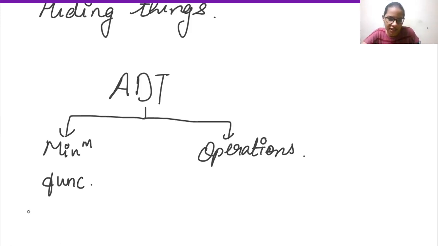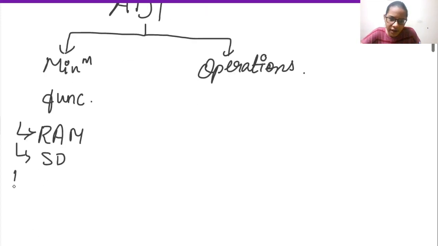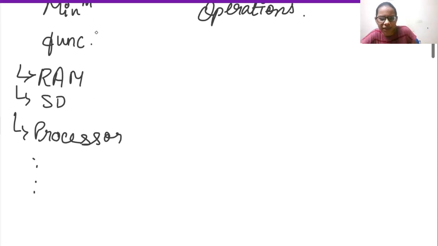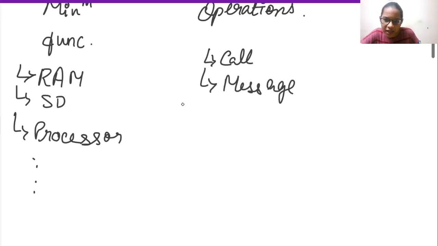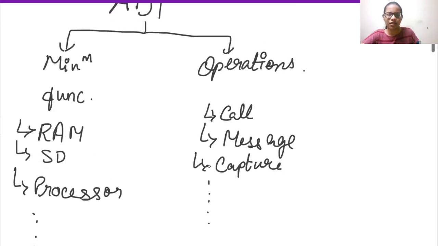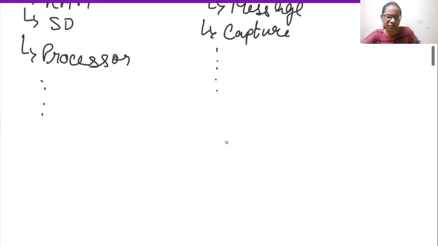The minimum functionality of a phone can be the hardware. Minimum we require a RAM, an SD card, a processor, and several things. So these are the minimum functionalities. And what are the operations? It should be able to call, it should be able to message, it should be able to capture pictures, and so on. So we have minimum functionalities and operations in our abstract data type. So this was about a phone.